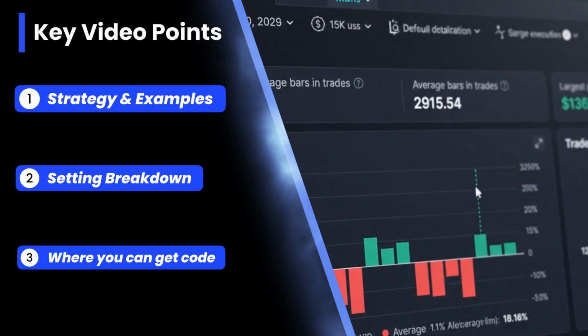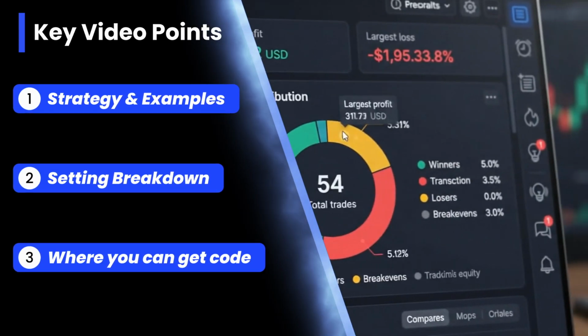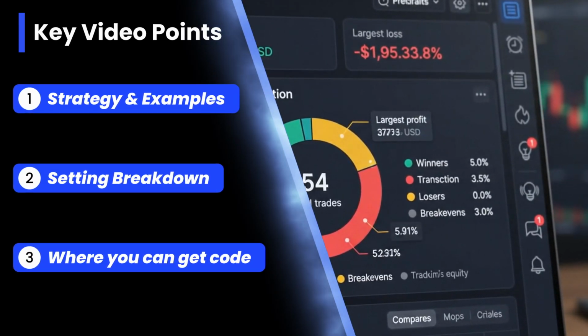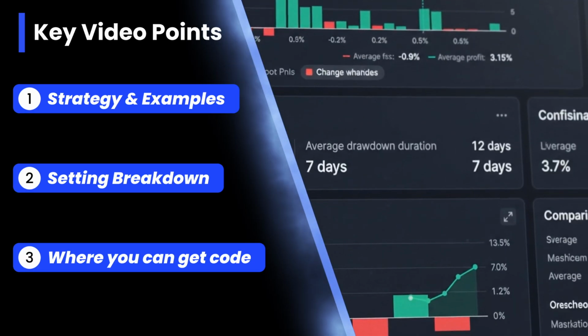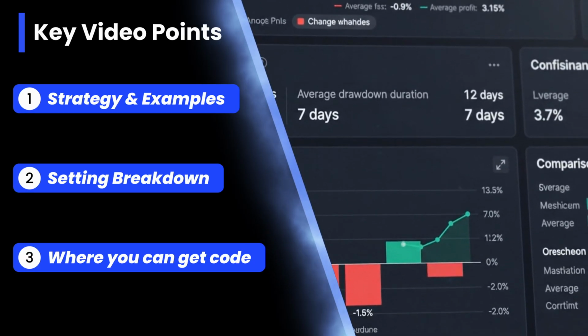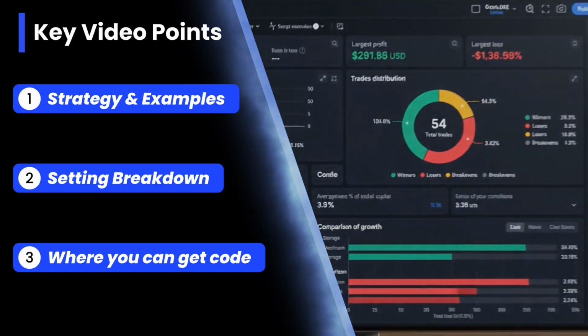So the video will be broken up into 3 parts. 1, the actual strategy and examples. 2, the actual settings of the strategy itself. And 3, where to actually get the strategy if you want to get it.